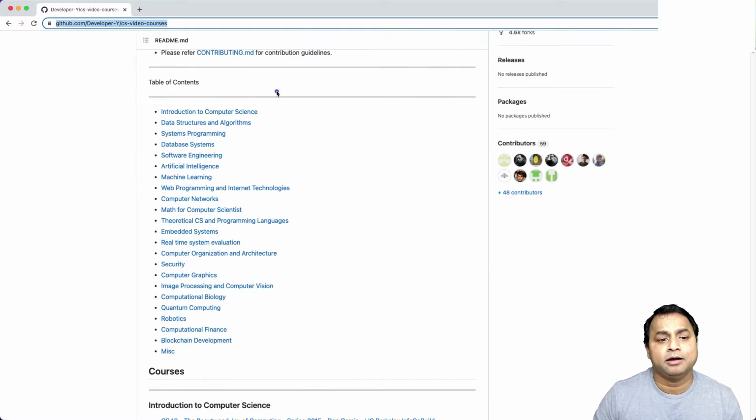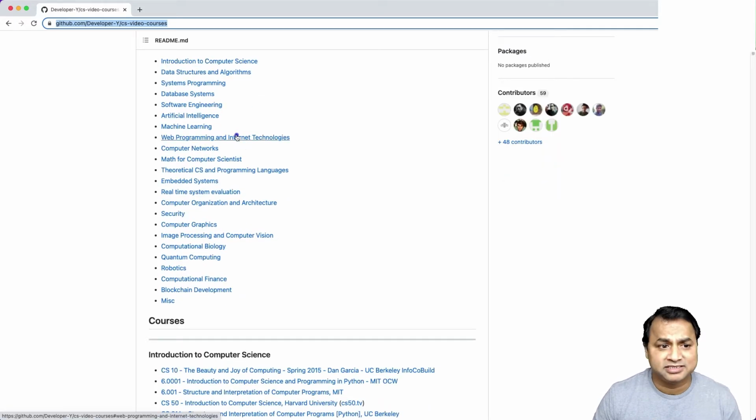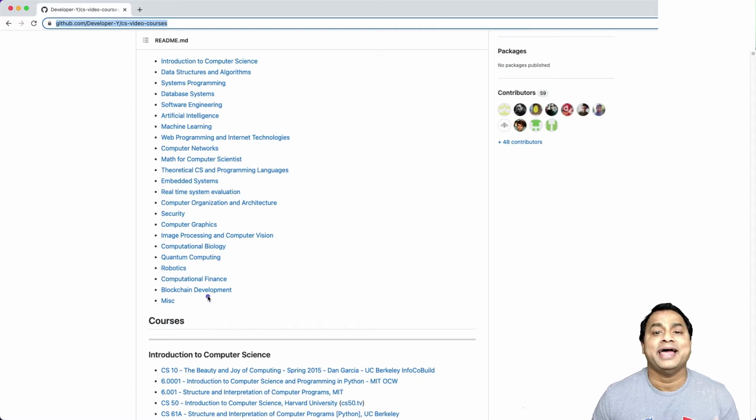You can see computer science courses, video lectures, introduction to computer science, data structures and algorithms, systems programming, database systems, artificial intelligence, machine learning, web programming and internet technologies, computer networks, math for computer scientists, theoretical CS and programming languages, embedded systems, computer organization and architecture, security, computer graphics, image processing, and computer vision, computational biology, quantum computing, robotics, computational finance, blockchain development, and many things.